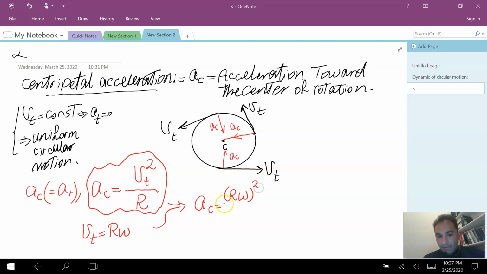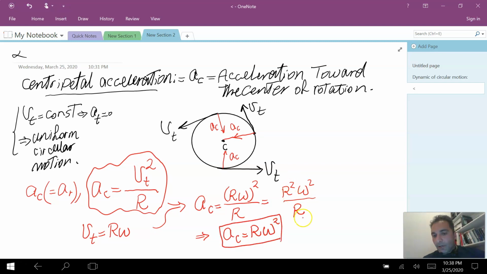It's power of 2 here, correct? Instead of R, it's R. So the answer becomes what? R squared omega squared divided by R. Therefore, centripetal acceleration also can be written as R omega square. Why? Because R with R cancel each other, so we are going to have just R omega square. Either of these equations works, this one or this one. What is centripetal acceleration? It's Vt squared over R or R omega square.